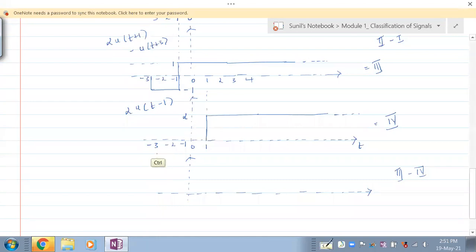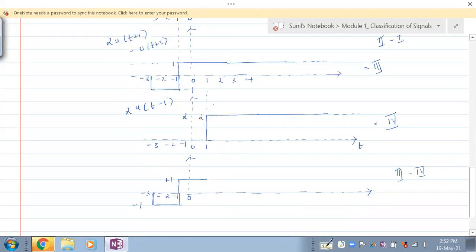So let's write it now. Starting from -3 to -1, and from -1 to 1, it's the same signal that we have. This is -1 from -3 to -1, and this is +1. So this is -3, -2, -1, 0. From 1 onwards, what's happening? From 1 onwards, this is 1, this is 2. You can write 2 here also. So this is 1 and this is 2.